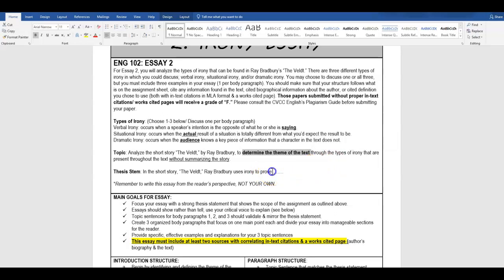Now, unlike your diagnostic essay, you are not provided with the entire thesis statement. You will have to come up with what comes after the word prove. In the short story The Veldt, Ray Bradbury uses irony to prove, and then you finish with the theme and the universal outcome. Now, we will talk about how to come up with that thesis in a moment using your How to Write document, so make sure you have that one out as well.